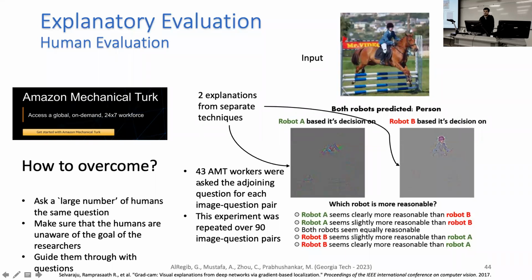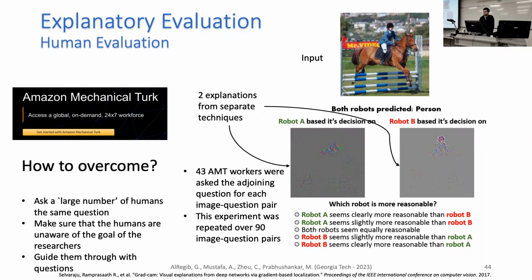Now, you have to do it for multiple human beings, right? So 43 AMT workers, Amazon Mechanical Turk workers, were basically shown these kind of image pairs and asked questions. So 90 of these image question pairs were shown to people. And so essentially, how many questions? 43 multiplied by 90 was the total number of opinions that we asked. And these people basically said in more than 80% of the cases, people chose GradCam as better than guided backpropagation. Hence, GradCam is better than guided backpropagation was how they basically wrote their paper and said that this is how we have evaluated it.